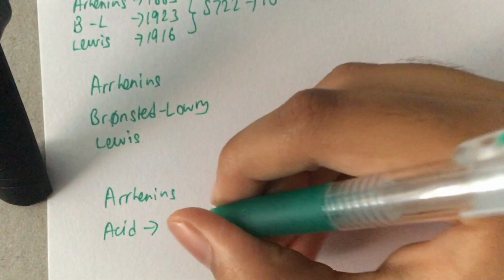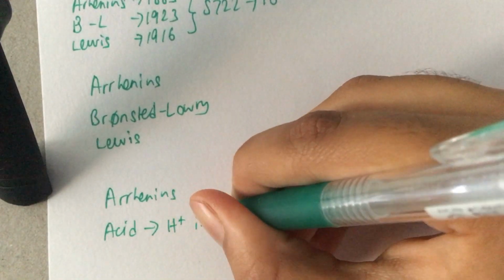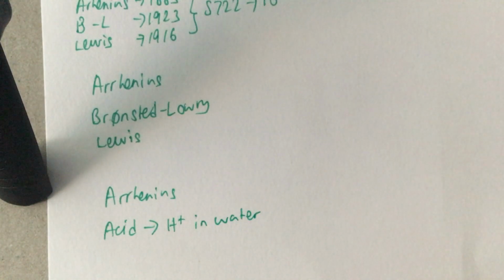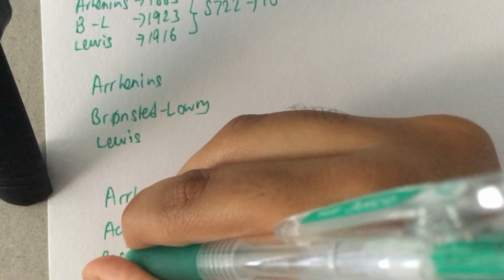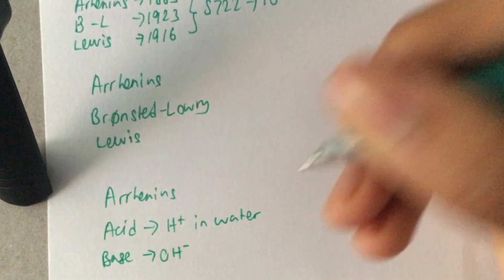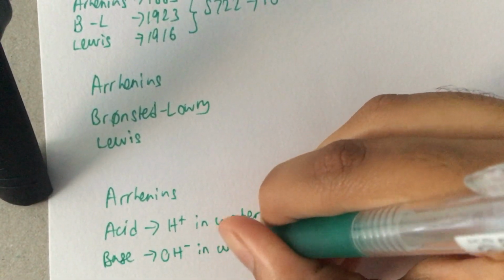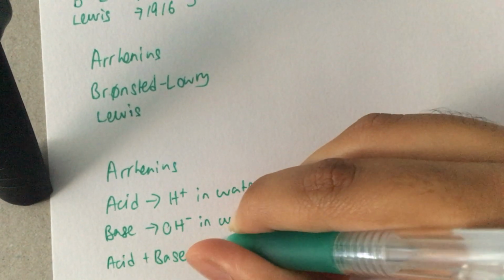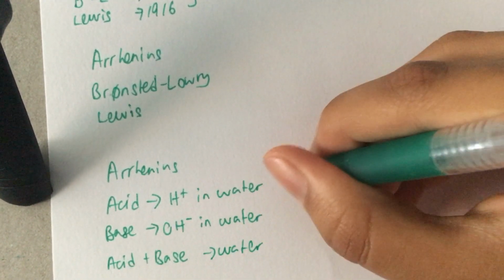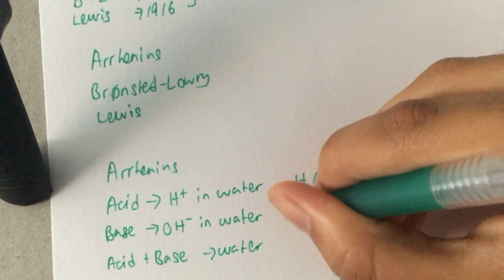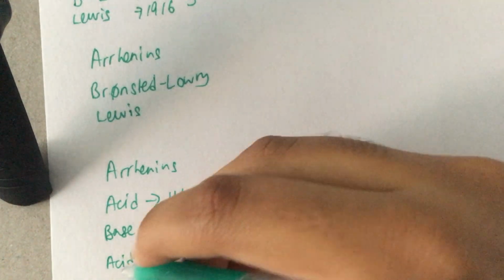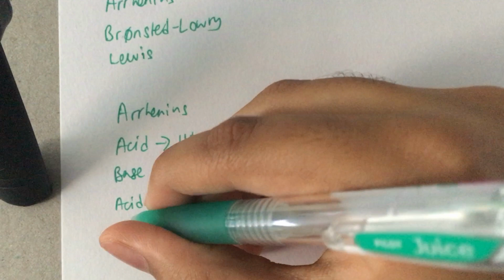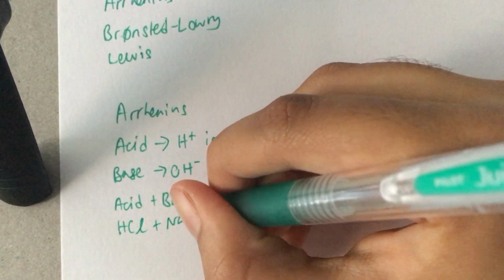So the Arrhenius theory states that an acid will dissociate to give you H plus in water solution, and a base in water solution will dissociate to give you OH minus. So that's the idea of Arrhenius theory. From this you can say something like HCl in water will dissociate into H plus and Cl minus. It's an acid. And something like NaOH will be a base because it gives you OH minus in water. So that's the idea of Arrhenius theory.